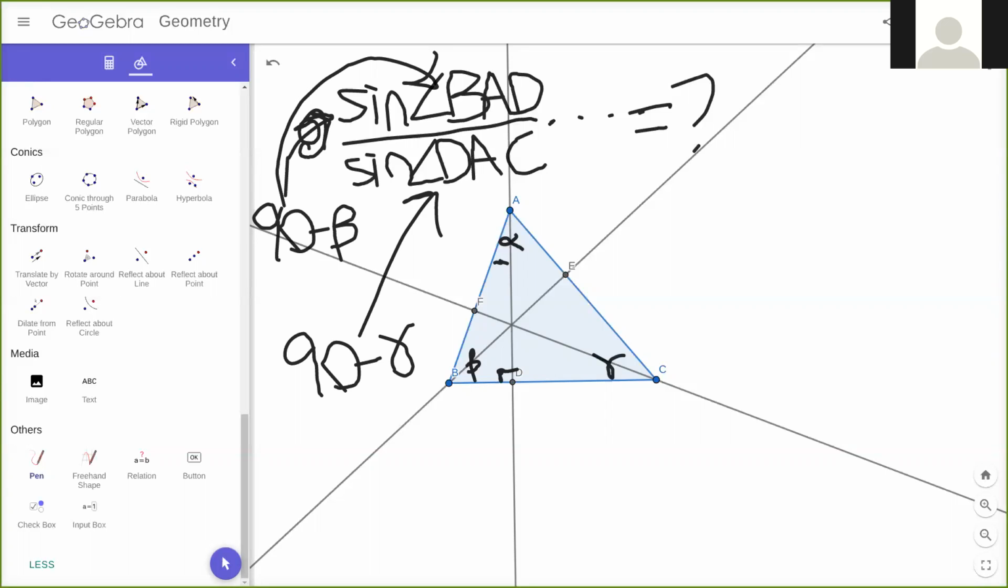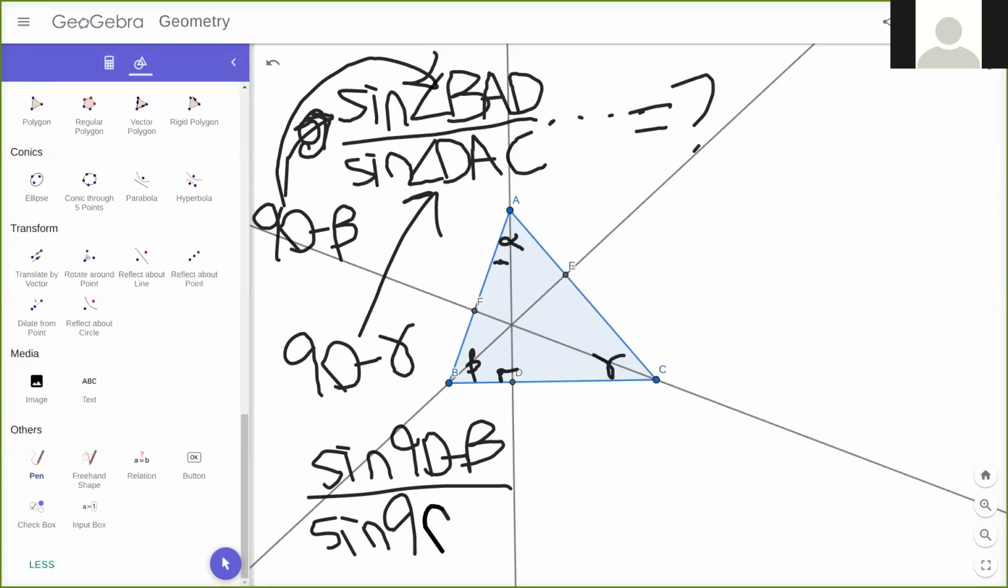So then we get a bunch of sine of 90 minus beta over sine of 90 minus gamma, and a lot of sine of 90 minus something, and this cancels out with something here, and this cancels out with something here, and you end up getting 1. So yes, the altitudes are concurrent, and you can use Ceva's theorem, the trigonometric form, to show that.